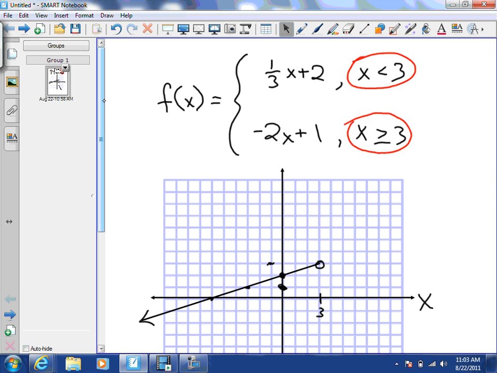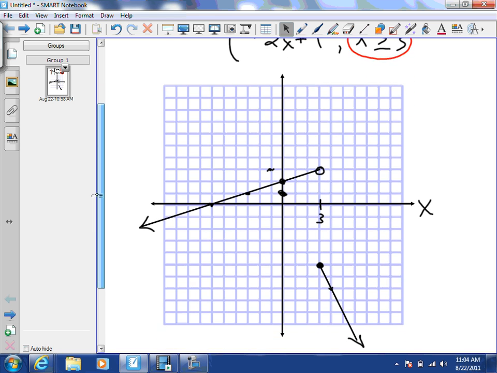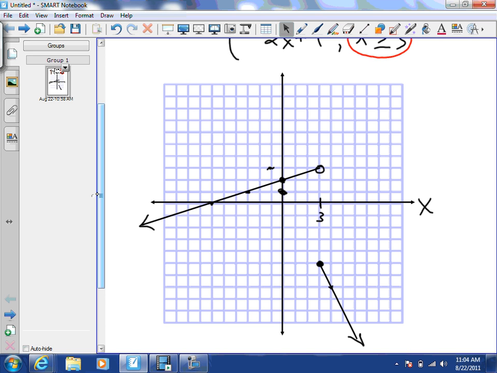This particular one is 2 lines. These could be lines, they could be parabolas, they can be absolute values, they can be any kind of graph that we are exposed to. But you're going to want to graph these, and my advice, go pick up some graph paper. It'll make this a lot easier on you.